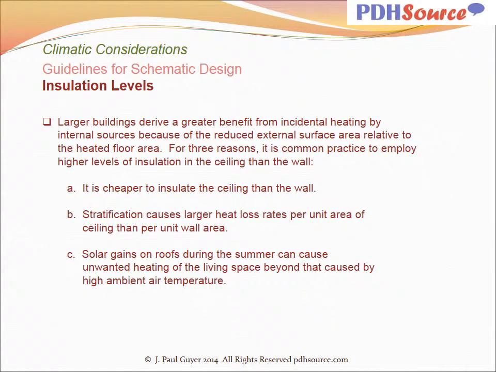Larger buildings derive a greater benefit from incidental heating by internal sources because of the reduced external surface area relative to the heated floor area. For 3 reasons, it's common practice to employ higher levels of insulation in the ceiling than the wall. First, it's cheaper to insulate the ceiling than the wall. Second, stratification causes larger heat loss rates per unit area of ceiling than per unit wall area. And third, solar gains on roofs during the summer can cause unwanted heating of the living space beyond that caused by high ambient air temperature.